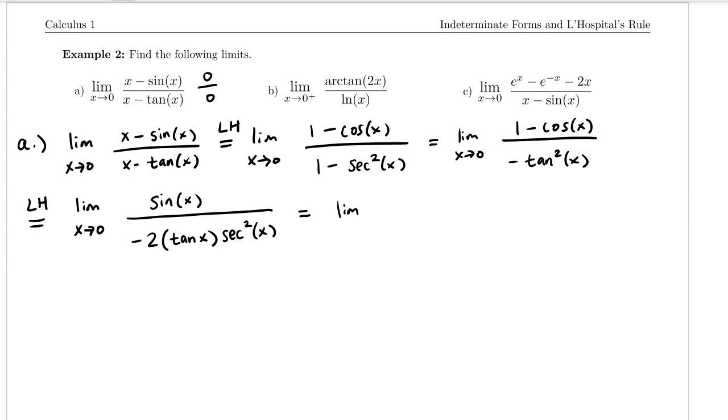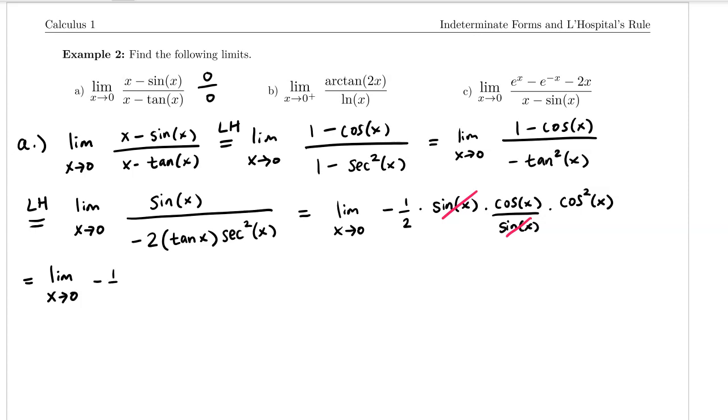First off, I'm going to pull out the negative 1/2, and then I'm going to have times sine of x. That's from my numerator. And the reciprocal, or if I brought tangent to the numerator, that would turn it into cotangent of x, and cotangent is the same thing as cosine of x over sine of x. And then secant squared x, if I wanted to bring that to the numerator, that's the same thing as cosine squared x. And so what's going to happen is this sine of x and this sine of x will divide out, and we have the limit as x approaches 0 of negative 1/2 times cosine cubed x.